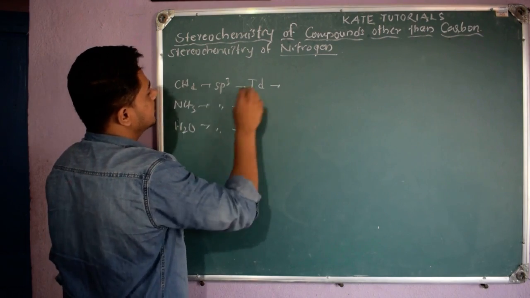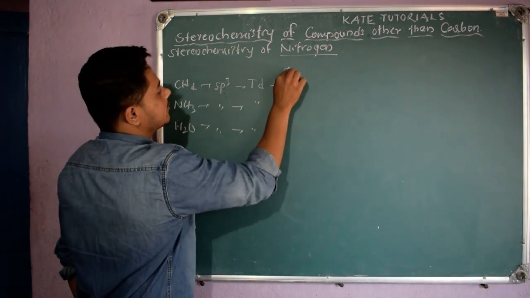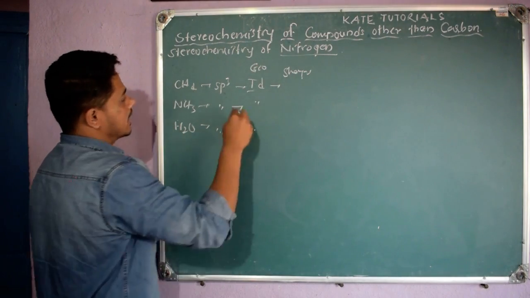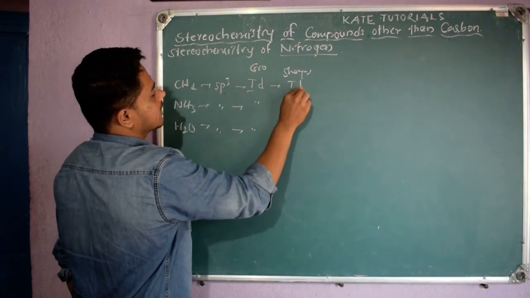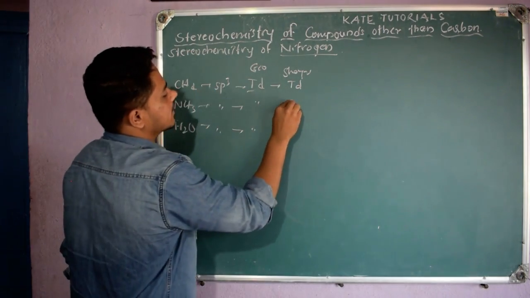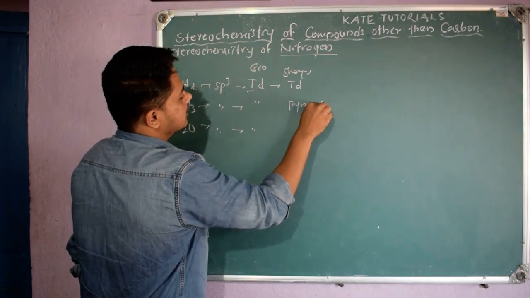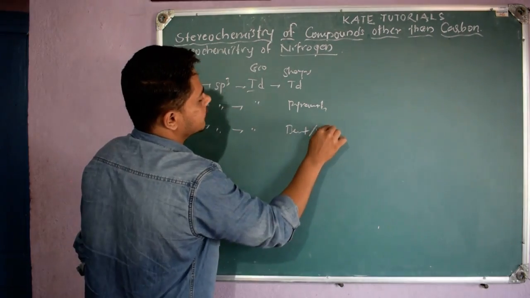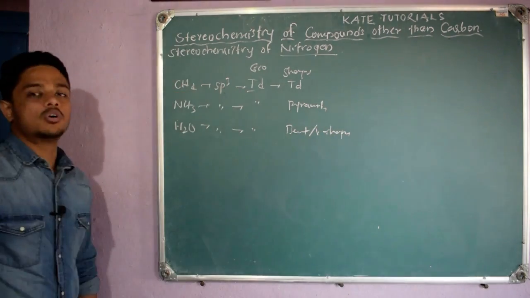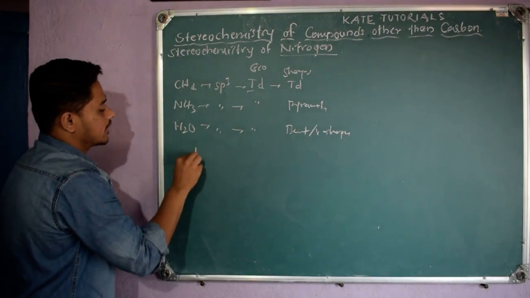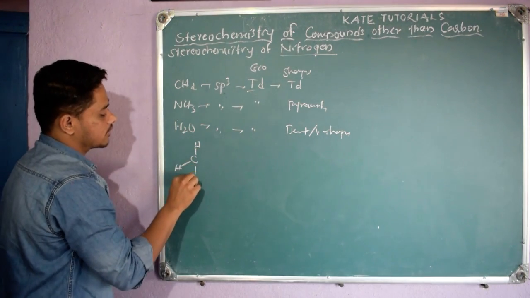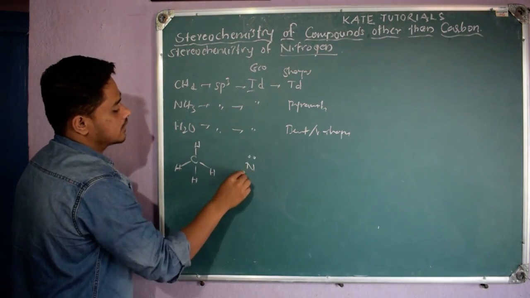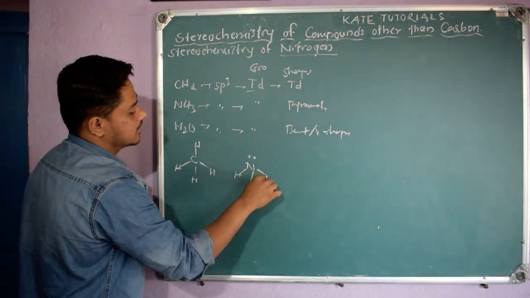But if you see the shape, this is geometry, all are tetrahedral only. Shape: CH4 is tetrahedral, NH3 is pyramidal, and H2O is bent shape or V shape, we call. Why is this so? Because carbon with hydrogen, the structure will be like this, CH4. For NH3 there will be a lone pair, so it will be like this, NH3.